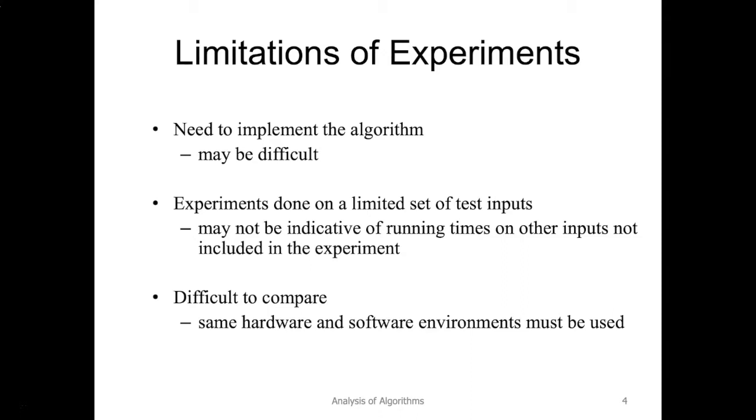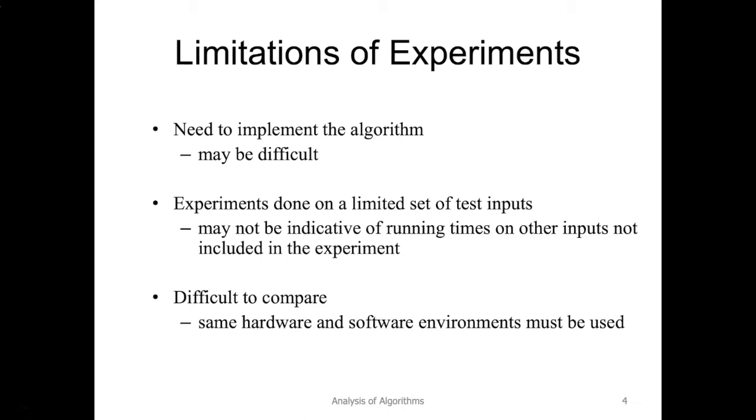But also, if we did already have it implemented, any experiments that we do would be on a limited set of test inputs, and that might not actually be representative of the type of input that that algorithm would be getting. And this is also difficult to compare. So if you have person A that runs their algorithm on a supercomputer, they might have a really poor algorithm, but because it's on a supercomputer, it doesn't take very long. And another person who writes an excellent algorithm, but they execute it on computer B, which is 20 years old, and it takes longer. So this is tough to compare when you're not using the same hardware and software.